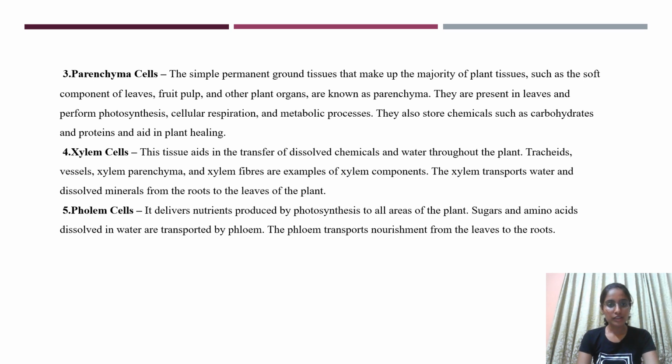Phloem cells. It delivers nutrients produced by photosynthesis to all areas of the plant. Sugars and amino acids dissolved in water are transported by phloem. The phloem transports nourishment from the leaves to the roots.